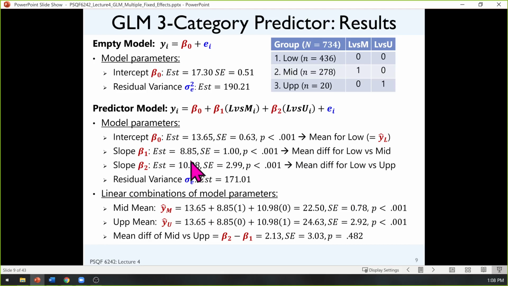And then the difference between these two slopes, beta 2 minus beta 1, that's the linear combination given at the bottom here. And that's 2.13, which happened to be non-significant. So the upper group is non-significantly higher than the middle group by 2.13. And on the whole, the residual variance, the E variance, from the empty model before we put the predictor into the model was 190. It became 171 afterward, suggesting that group does predict income because the amount of unexplained variance was reduced from 190 down to 171.